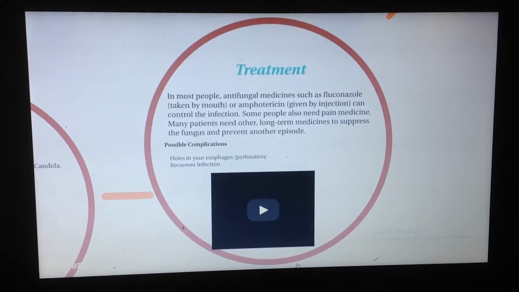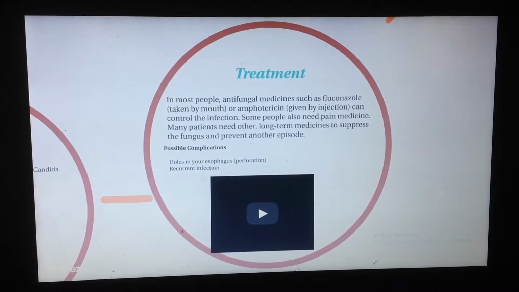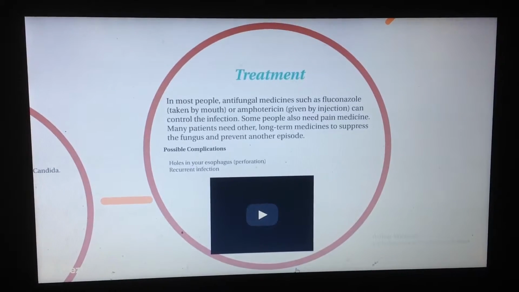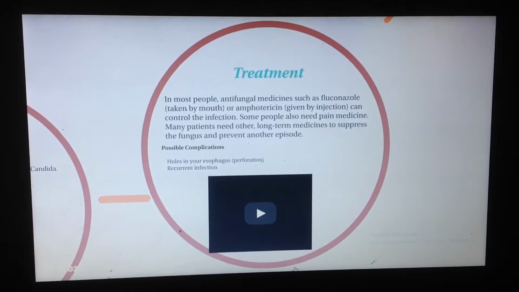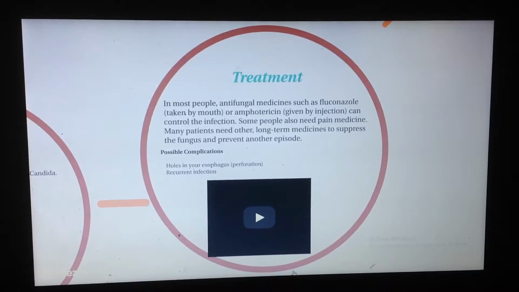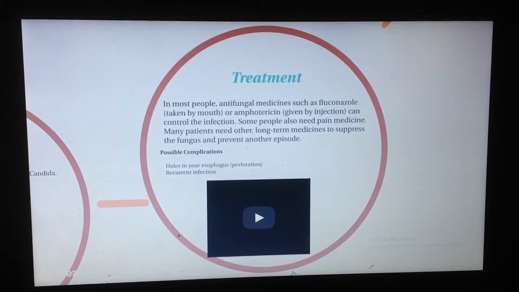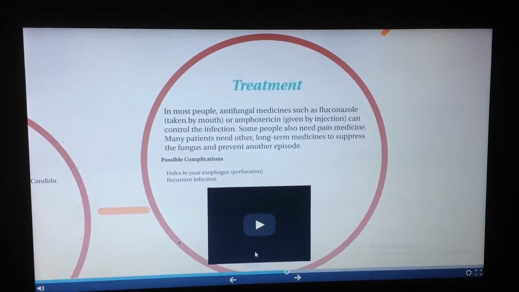Treatment: in most people, antifungal medicines such as fluconazole, taken by mouth, or amphotericin, given by injection, can control the infection. Some people also need pain medicine. Many patients need other long-term medicines to suppress the fungus and prevent another episode. Possible complications include holes in your esophagus, perforation, and recurrent infection.